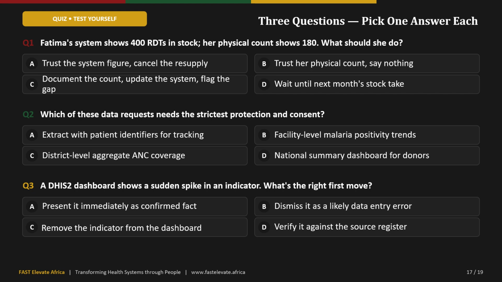Question 3. A HMIS2 dashboard shows a sudden spike in an indicator. What's the right first move? A. Present it immediately as confirmed fact. B. Dismiss it as a likely data entry error. C. Remove the indicator from the dashboard. D. Verify it against the source register.